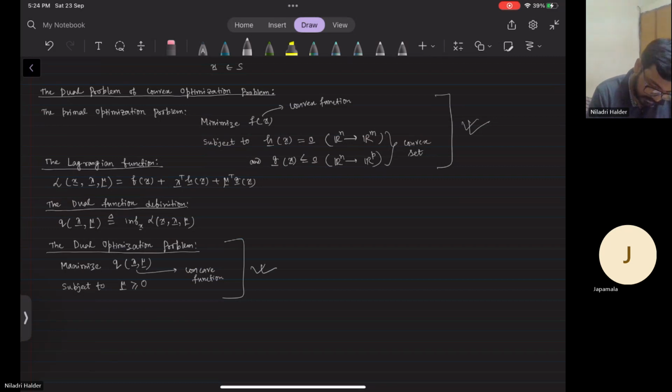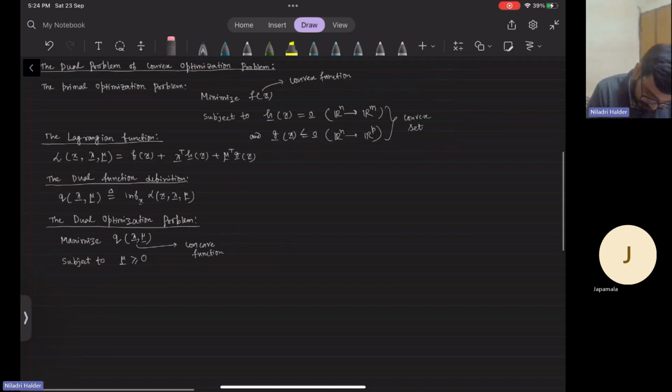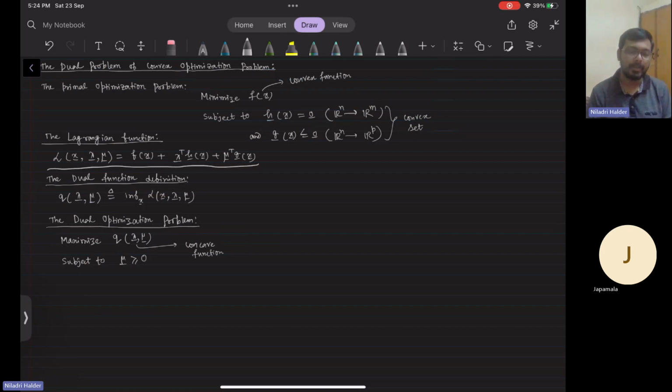So that's all. What does it say? First we need to find out the Lagrangian function. Normally we need to differentiate this Lagrangian function, and then find the values of x, lambda, and mu, and that will be the optimal solution.